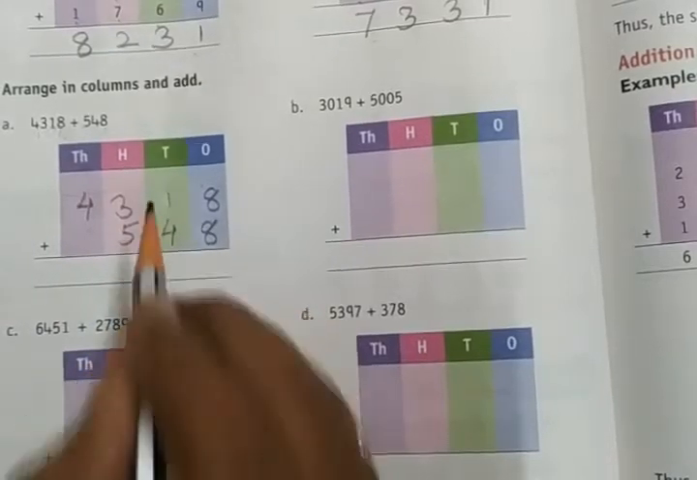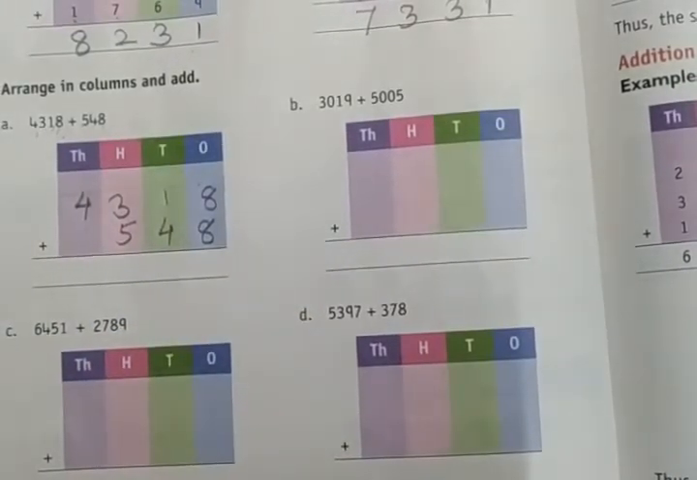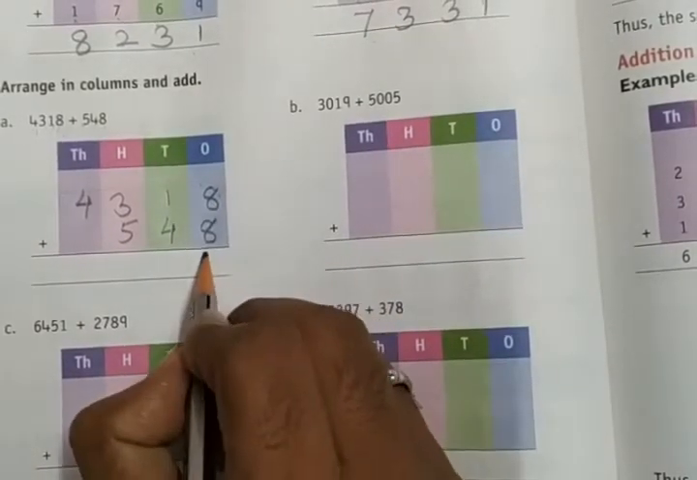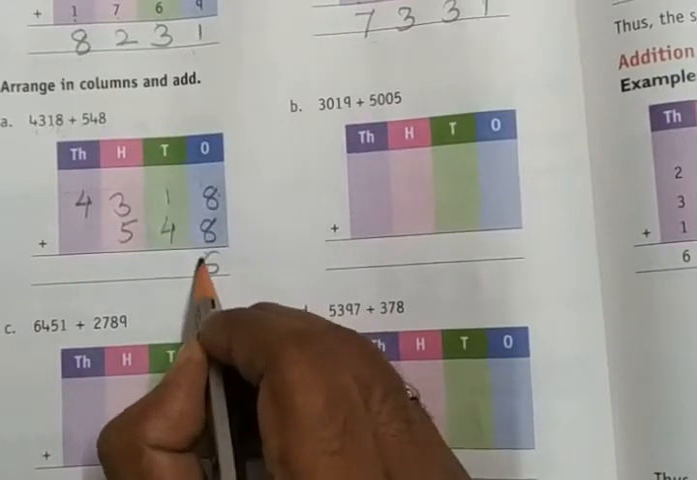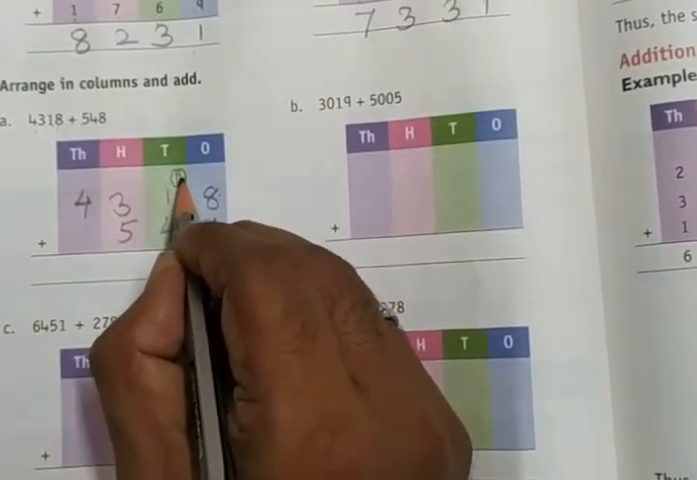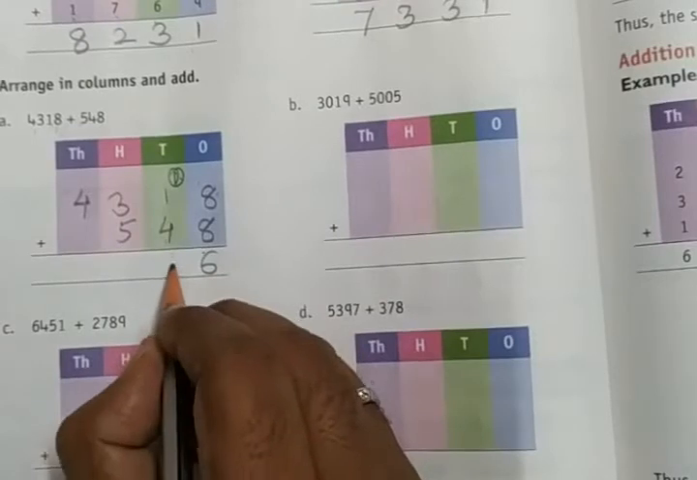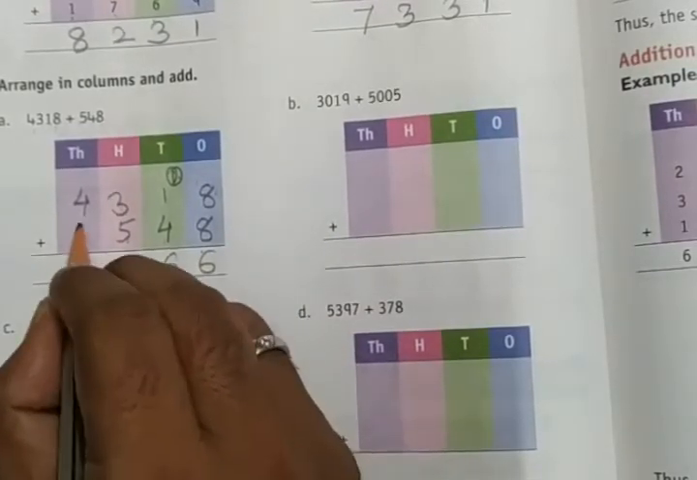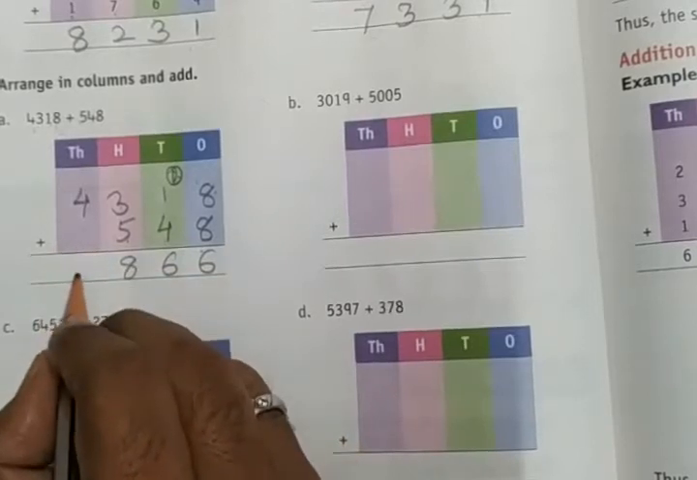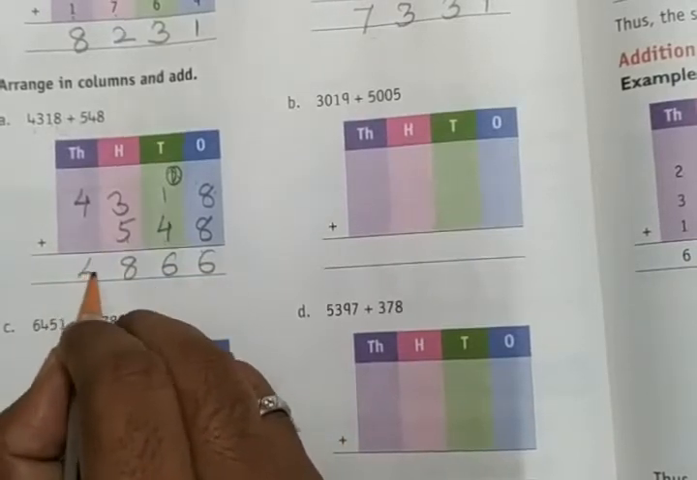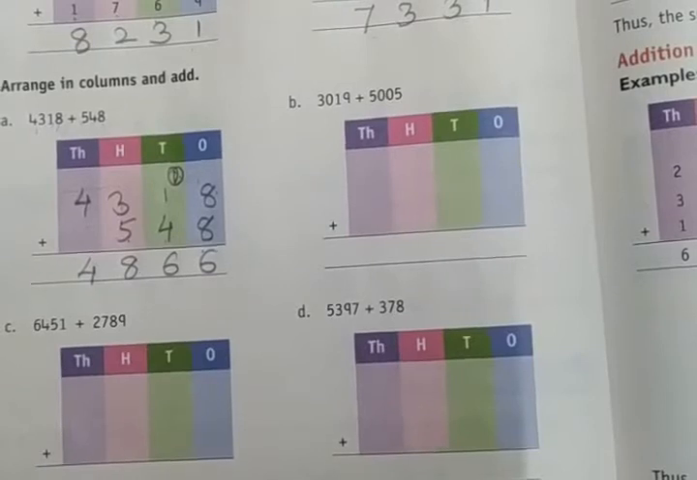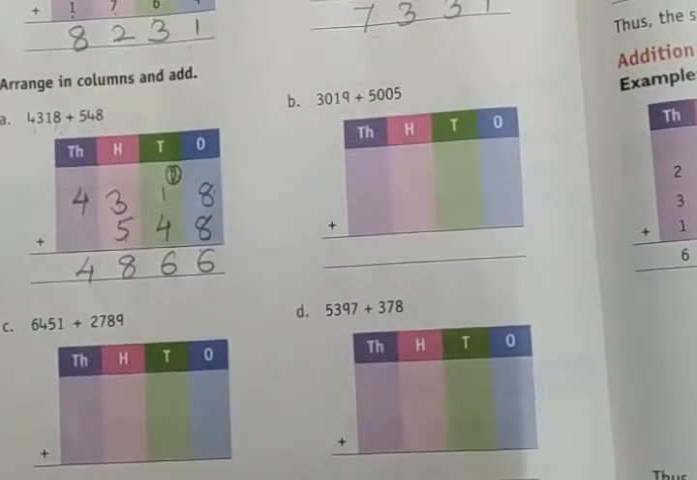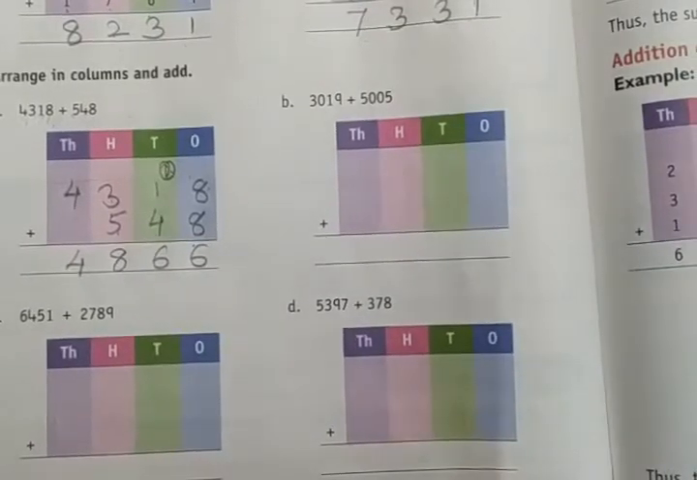This is most important: arranging systematically in the columns in the place value chart. Okay. This 8 plus 8 is 16. Plus 1 you take down carry. 1 plus 1 is 2. 2 plus 4 is 6. 3 plus 5 is 8. Below 4 nothing is there, means 0. 4 plus 0 is 4 only, right? Clear. So arranging systematically in the place value chart is most important.